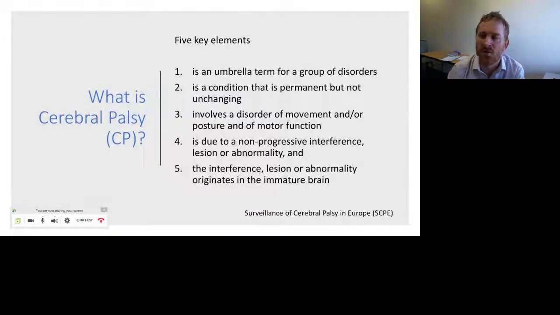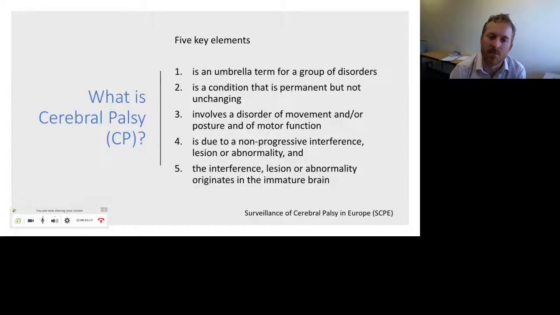Development, the impacts of that for a child in terms of development, particularly movement and posture, may change. So the third point, as I've just said, is it involves disorder of movement and or posture and or motor function. And I guess a key point there is that if you have an acquired brain injury that causes a special sense disturbance but no problem with movement or posture, that does not constitute cerebral palsy by this definition.